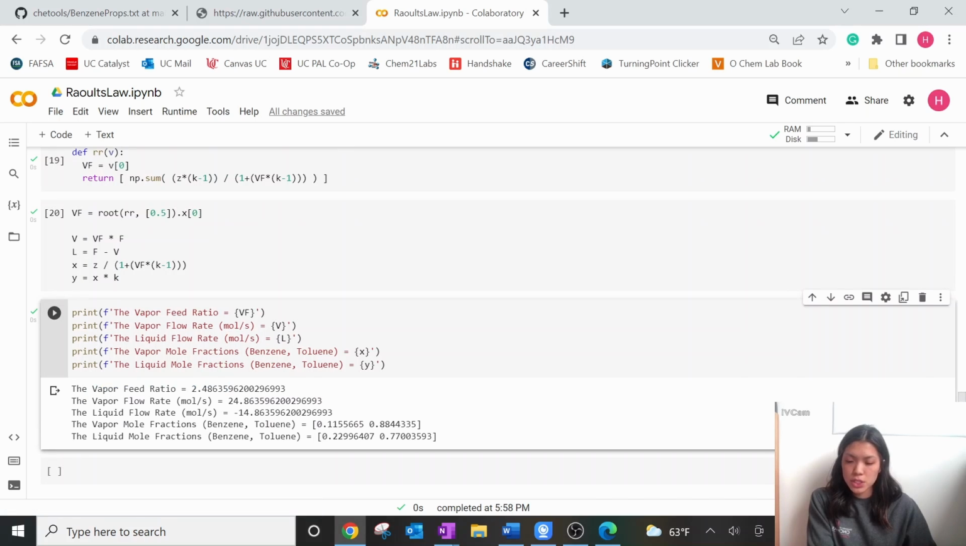So we have the vapor feed ratio, the vapor flow rate, the liquid flow rate. So the vapor feed ratio is 2.49. The vapor flow rate is 24.86 moles per second. The liquid flow rate is negative 14.86 moles per second. The vapor mole fraction is 0.11 for benzene and 0.88 for toluene. The liquid mole fraction is 0.23 for benzene and 0.77 for toluene. And that is our answers.